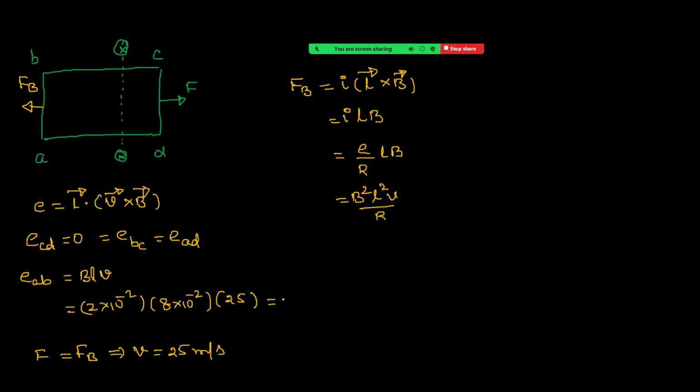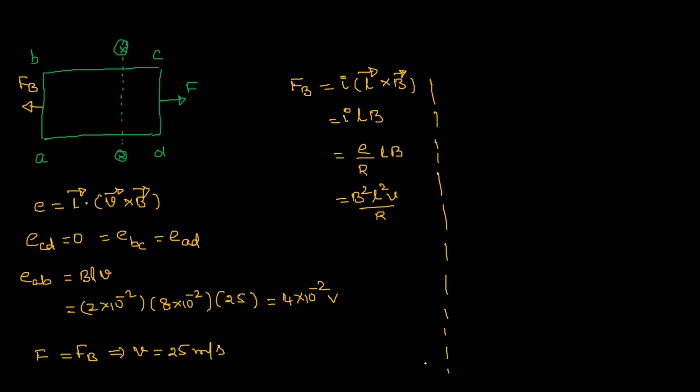That value will be 4 × 10⁻² volt. This is the EMF induced. Now you should be very careful while calculating potential difference. We know the difference between EMF and potential difference, right? While learning current electricity, we have seen this for a battery's EMF.